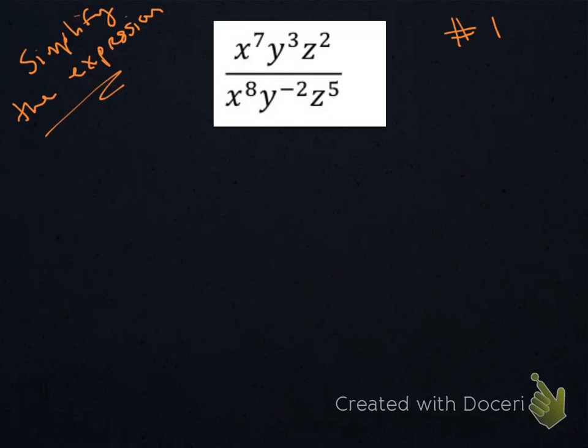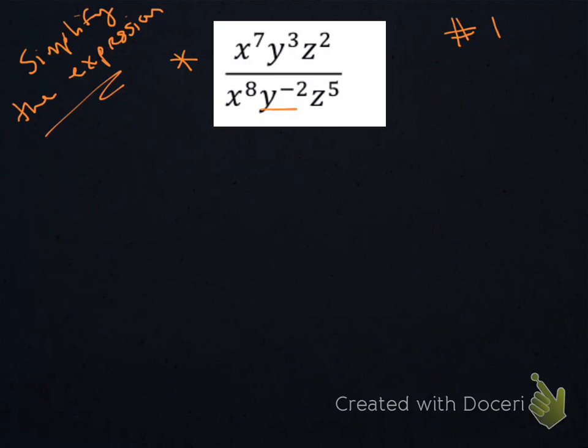Alright, so in number 1 we're simplifying this expression. There are a couple different ways that you can do this, but in every way that you do it, you're going to be doing one small step at a time. So we've got all these exponent rules, and we have a pretty big problem here, but we're going to do one step at a time, and we're going to make it a little bit simpler each time.